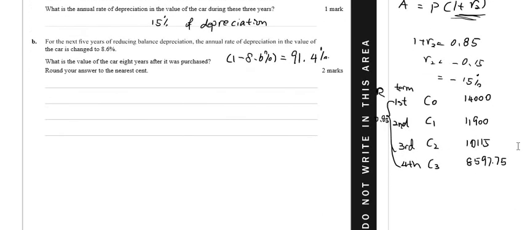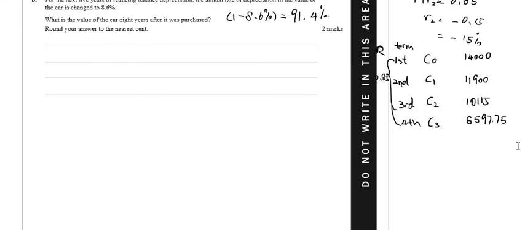I made a mistake earlier. Instead of multiplying by my 91.4% right now, I actually only have the value depreciated twice. So I need to calculate my fourth term to make sure that the value has depreciated at a rate of 15% three times. Now from my fifth term and onwards, it's going to depreciate by 8.6%.